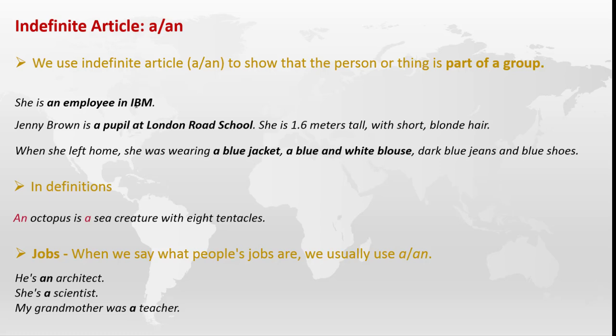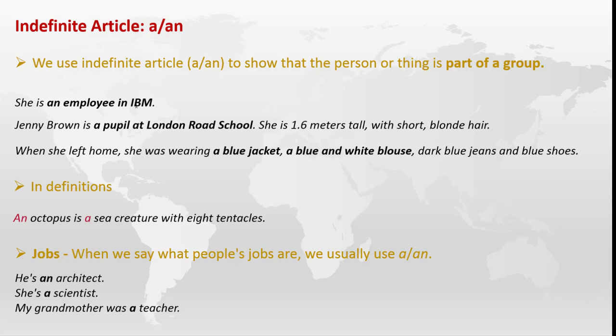Next one. Jenny Brown is a pupil at London Road School. She is 1.6 meters tall with short blonde hair. So she is a pupil at a school that everyone knows. So she is a member, or she is a part of that bigger thing. So that's why we say a pupil at London Road School, because we are introducing her as being a part of something bigger.